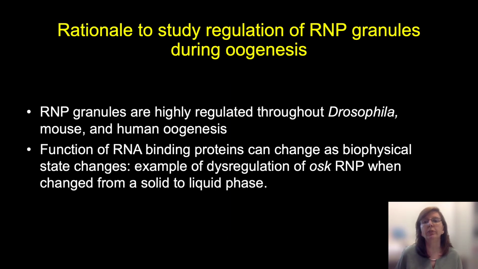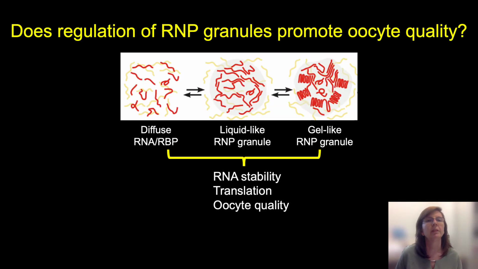So I hope I have convinced you that investigating the regulation of RNP granules during oogenesis is worthwhile. We've seen that RNP granules are highly regulated throughout Drosophila, mouse, and human oogenesis, and we see the function of RNA binding proteins can change as their biophysical state changes, as I showed you the example of dysregulation of the Oskar RNP when it changes from a solid to liquid phase. Ultimately, my lab would like to understand if the regulation of phase transitions of RNA and RNA binding proteins and the regulation of the formation of RNP granules contributes to oocyte quality.